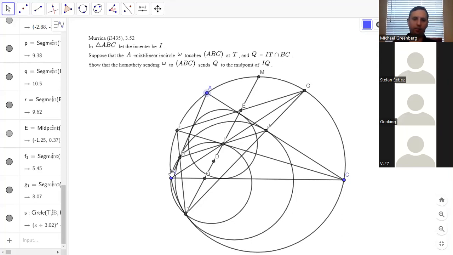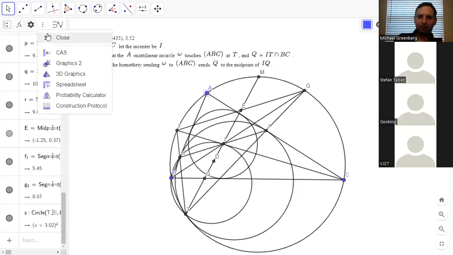Because that's sine BTI over sine BIT. And sine BIT, because we know G is the midpoint of arc. Yeah, okay, so a lot of trigonometry, I think, solves this problem. That's a good idea, Hakan. Let's see.